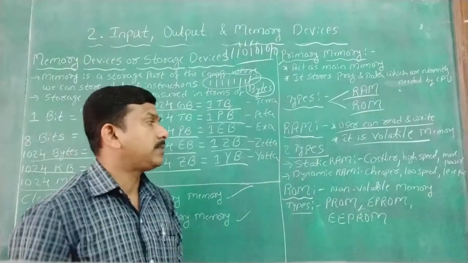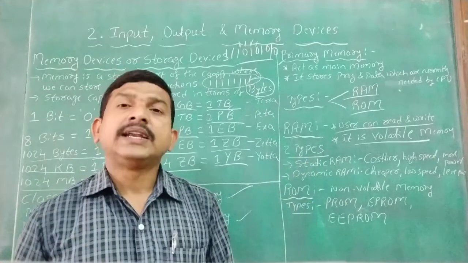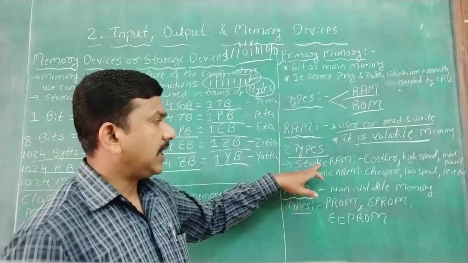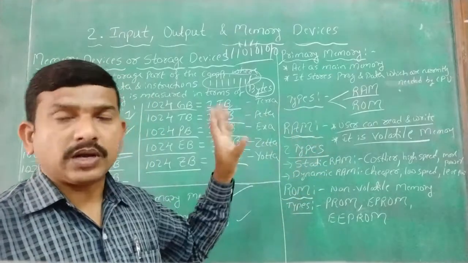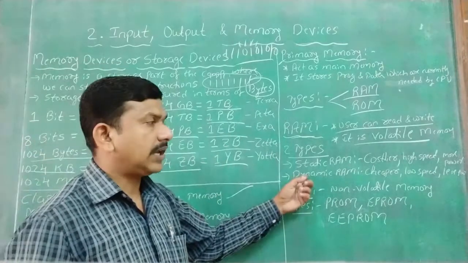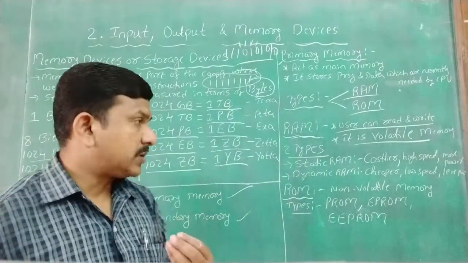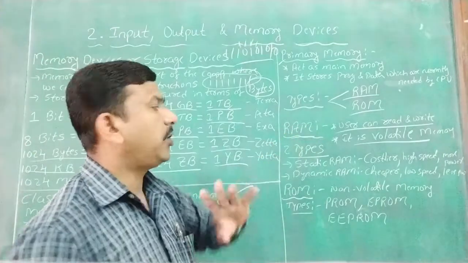So there are two types of RAM here. The first one is static RAM and the second one is dynamic RAM. Static RAM is costlier, high speed, and consumes more power, so it needs more power supply. Dynamic RAM is cheaper, low speed, and consumes less power. So this is some introduction about RAM.